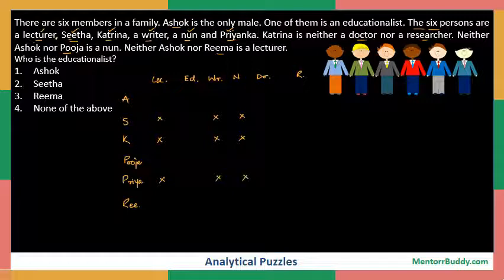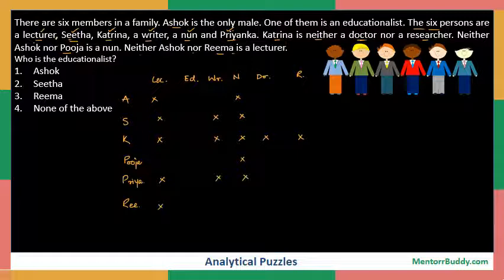If we move ahead, it is given that Katrina is neither a doctor nor a researcher. So in front of Katrina's name, I'm just going to put a cross across doctor and researcher. Neither Ashok nor Pooja is a nun. So Ashok is not a nun, so I'm just going to put a cross here. And Pooja is also not a nun is what is given. Neither Ashok nor Rima is a lecturer. So Ashok is not a lecturer and Rima is also not a lecturer.